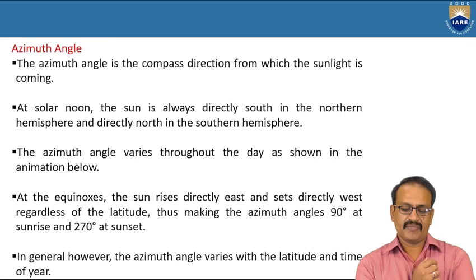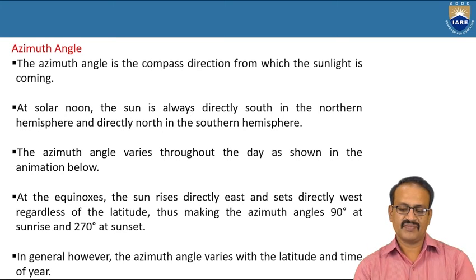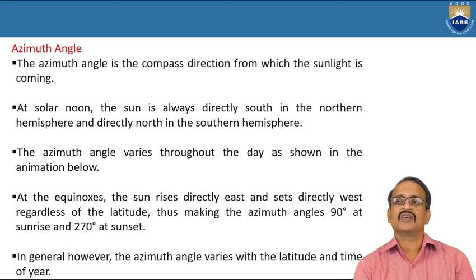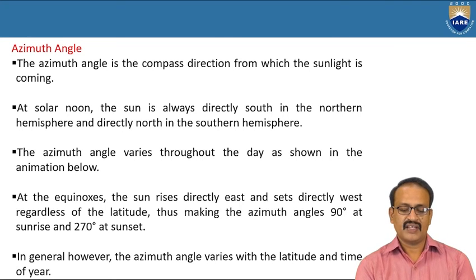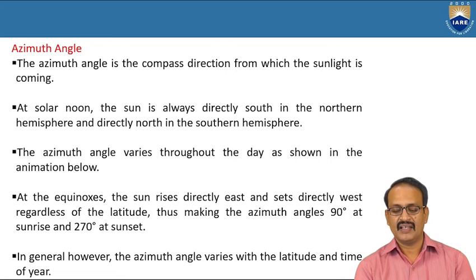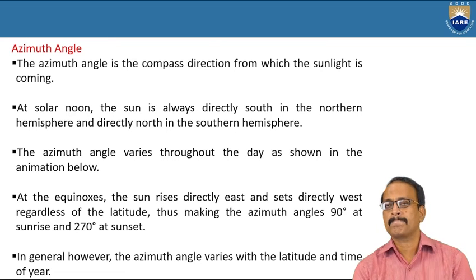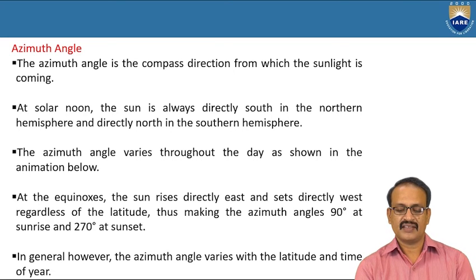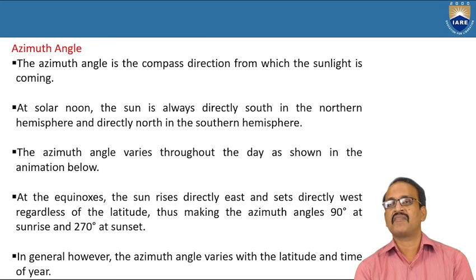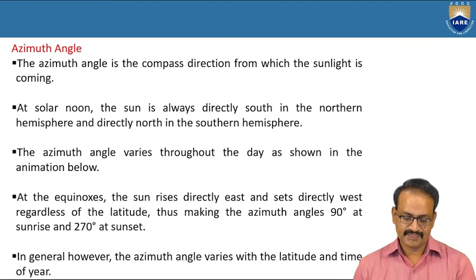At the equinox, the sun rises directly east and sets directly west, regardless of the latitude. So only at the equinox will we have this directly, without varying the latitude. No need for thinking about the latitude. Thus the azimuth angle is 90 degrees at sunrise and 270 degrees at sunset. So that is exactly perpendicular at sunrise and sunset.